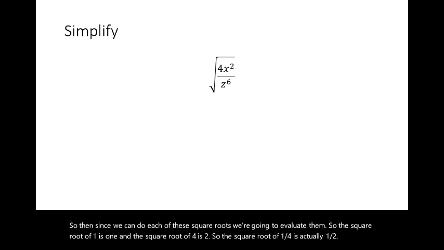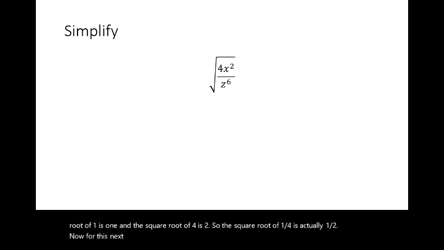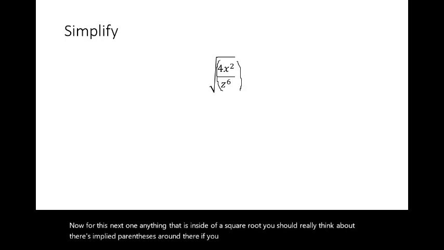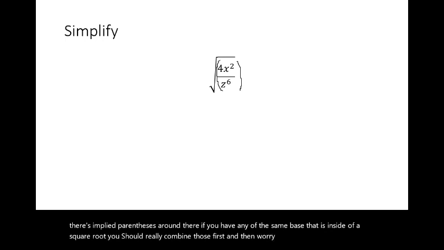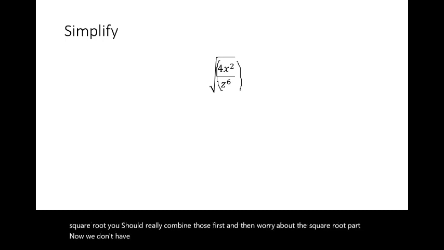Now for this next one, anything that is inside of a square root, you should really think about, there's implied parentheses around there. So if you have any of the same base that is inside of a square root, you should really combine those first and then worry about the square root part. Now, we don't have any of the same bases here because we have a 4x squared over z to the 6th. So we've got all different bases.